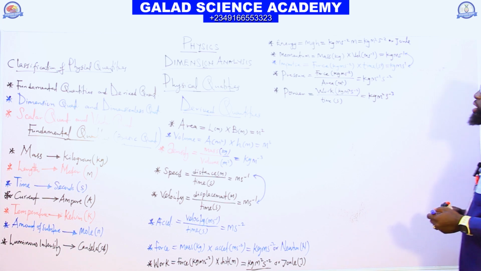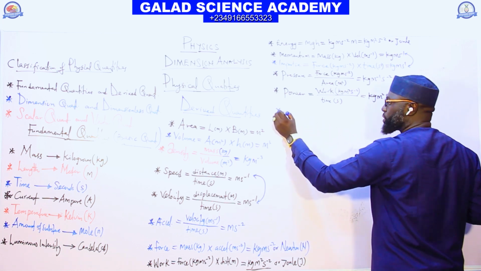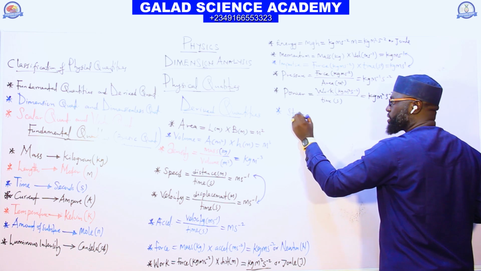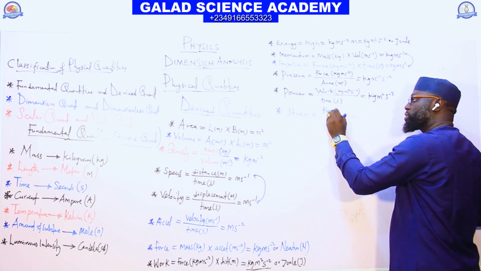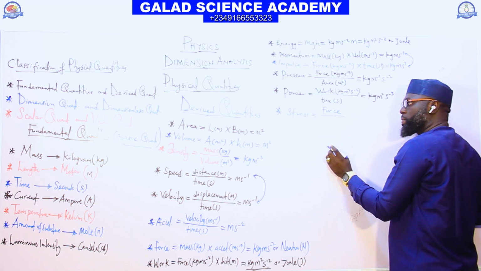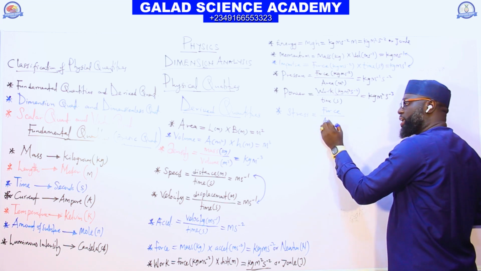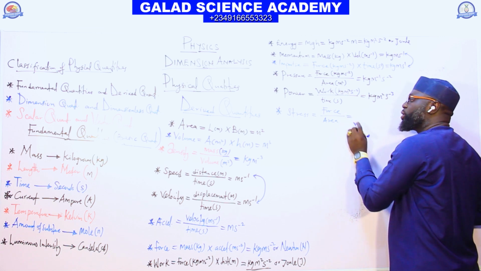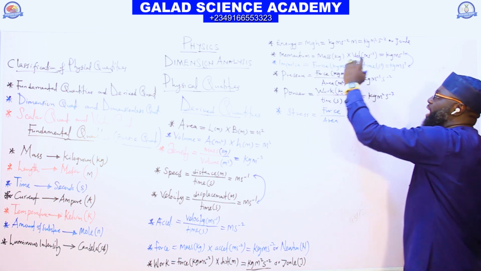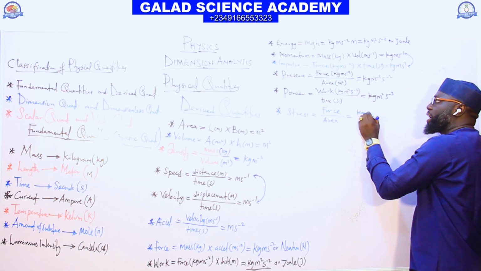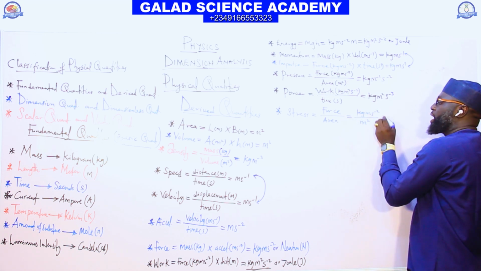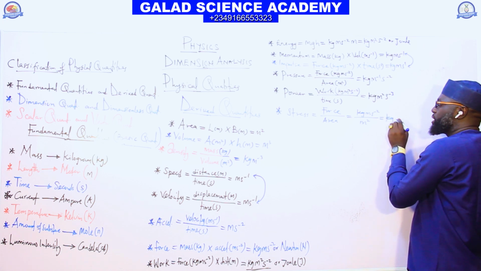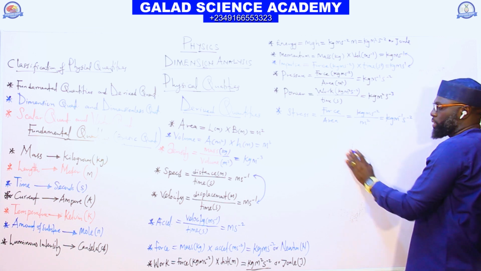So the next one is stress. So stress is force over area. So the unit for force, like pressure, kg m s minus 2, m square for area, we have kg m minus 1 s minus 2.